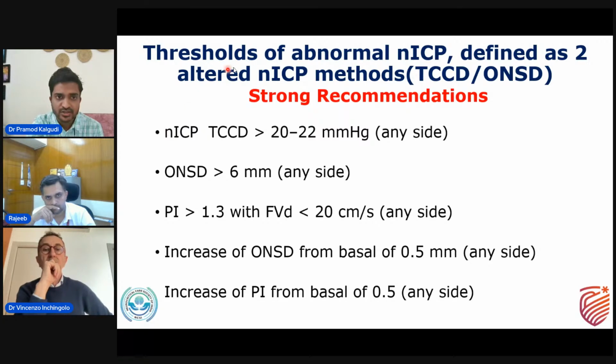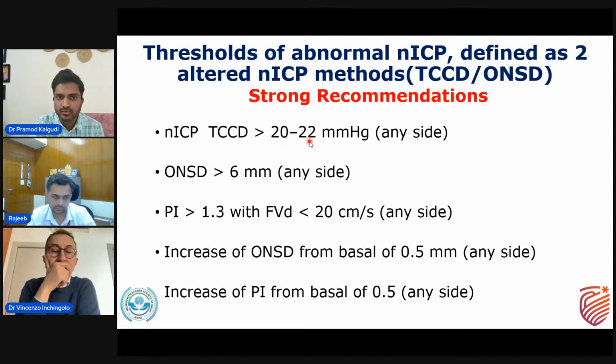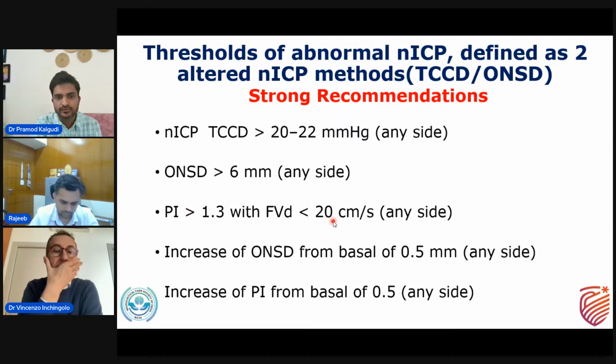So it is said that the threshold to say that the ICP is abnormal has to be defined by doing TCCD and ONSD both. And once you find non-invasively that the ICP on TCCD, based on the formula of CPP, is more than 20 to 22, or ONSD on any side is more than 6 millimeter, or pulsatility index greater than 1.3 with a flow velocity of less than 20, and increase in ONSD from the basal value.